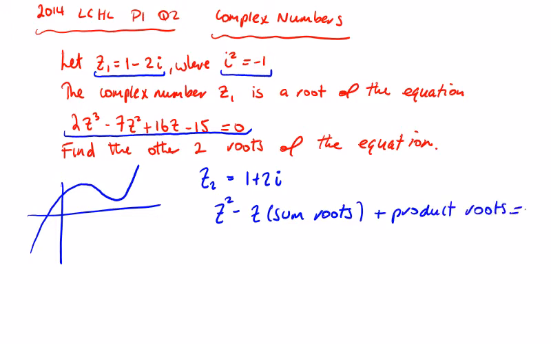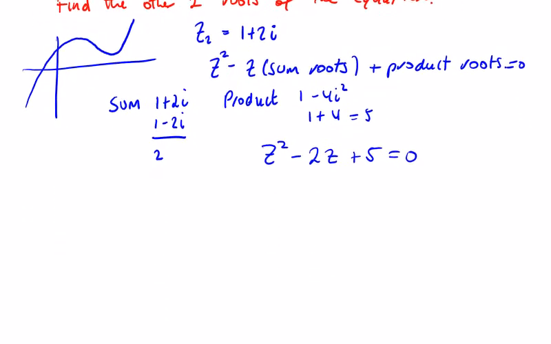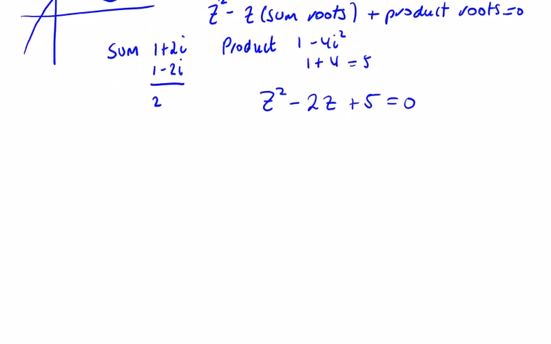Equals 0. Let's look at the sum here. So the sum is 1 plus 2i and 1 minus 2i, so the sum is 2. The product, and this is like the difference of two squares, is 1 minus 4i squared, which is 1 plus 4, which is 5. So I have my quadratic z squared minus 2z plus 5 equals 0. This is my complex quadratic equation, not linear. My quadratics are written like this.